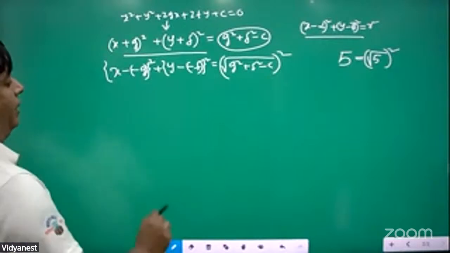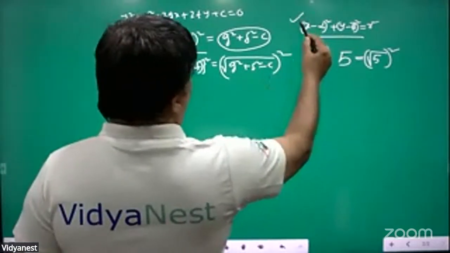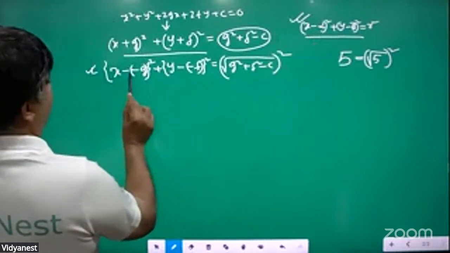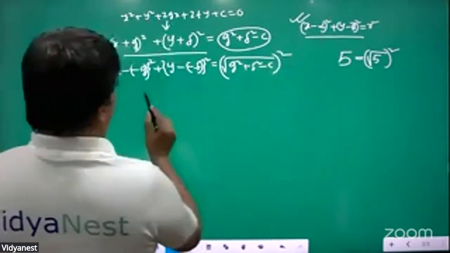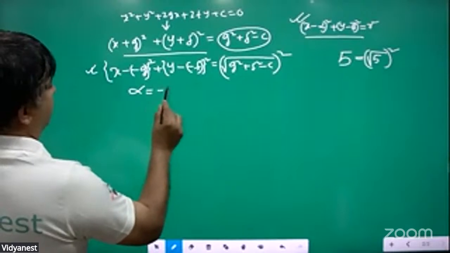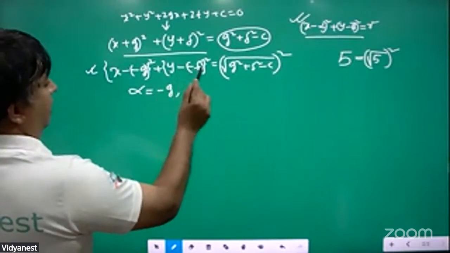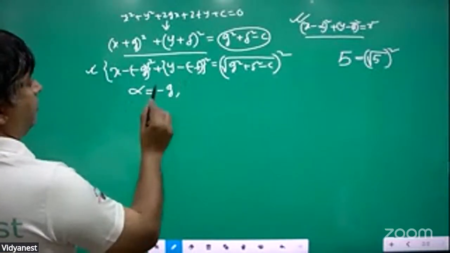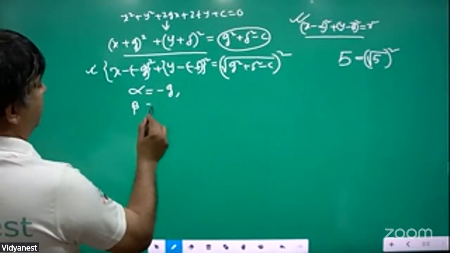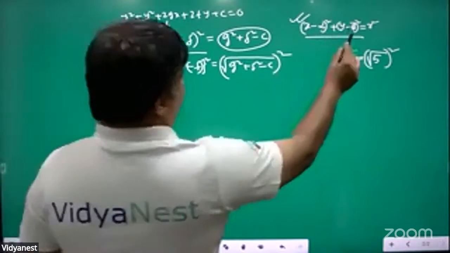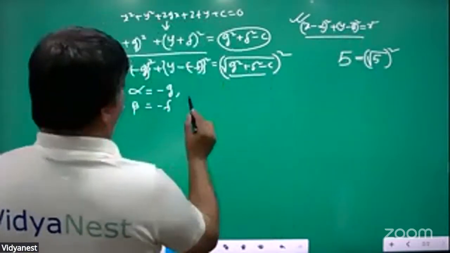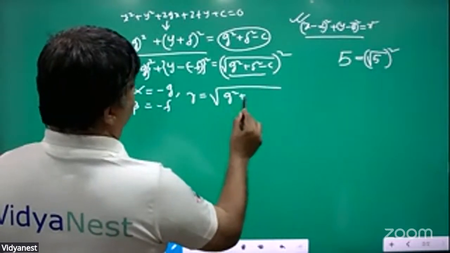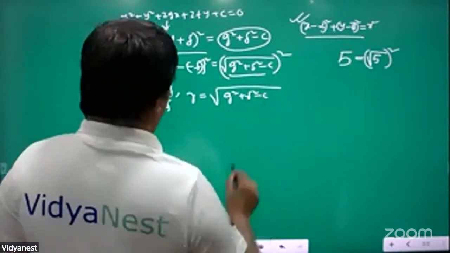So you compare now. Compare this equation and this equation. Alpha is what? X minus minus g, x minus alpha. Alpha is minus g. Y minus of minus f, y minus beta. So beta is minus f. R square, here this thing square. R is root of g square plus f square minus c.